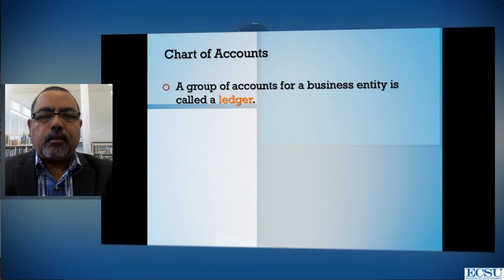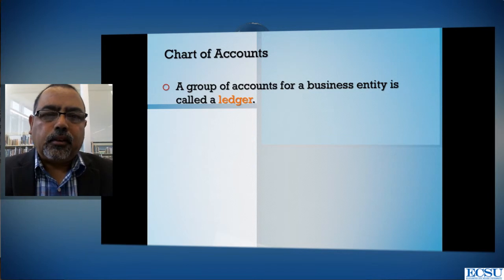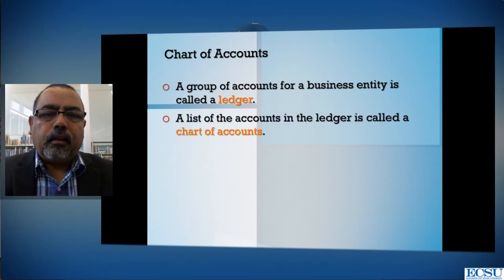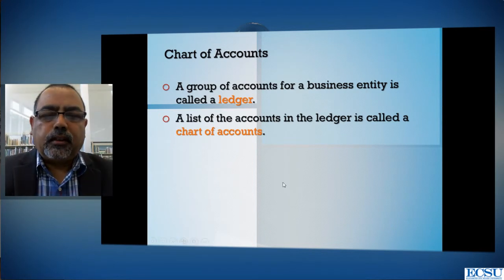And chart of accounts is the next concept we will have to learn in this chapter. Chart of accounts is a group of accounts for a business entity, and the group of accounts is known as a ledger. So a collection of accounts will be called a ledger, and the chart essentially lists the ledger's accounts, and that is why it is known as chart of accounts.